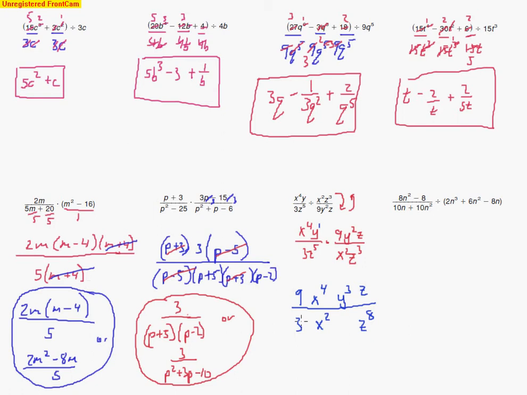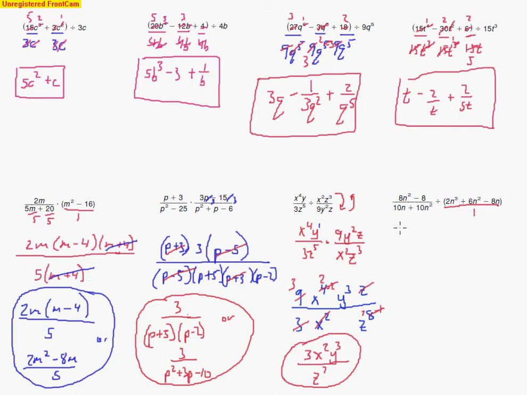We see that 3 goes into the 9 3 times. The x squared is going to cancel out 2 of the x's here, leaving me with 2 x's. And then I have 1 z taking away one of the 8 z's on the bottom, leaving us with 7 z's on the bottom. So let's rewrite what we've got. 3x squared, y to the third, that's on top. Down below we just have z to the 7th power. That is our answer.